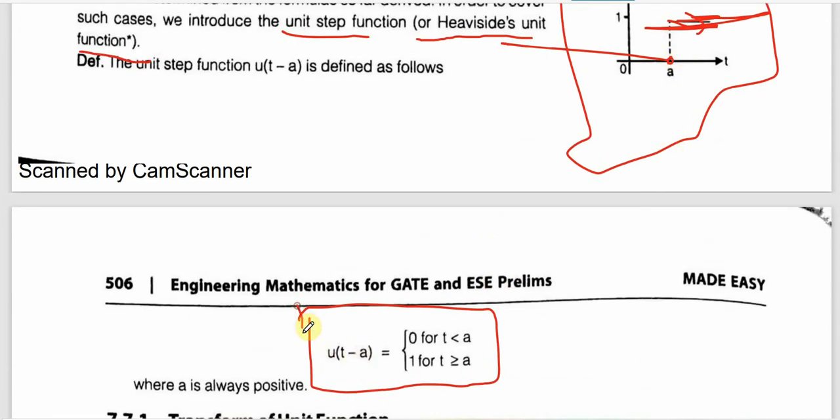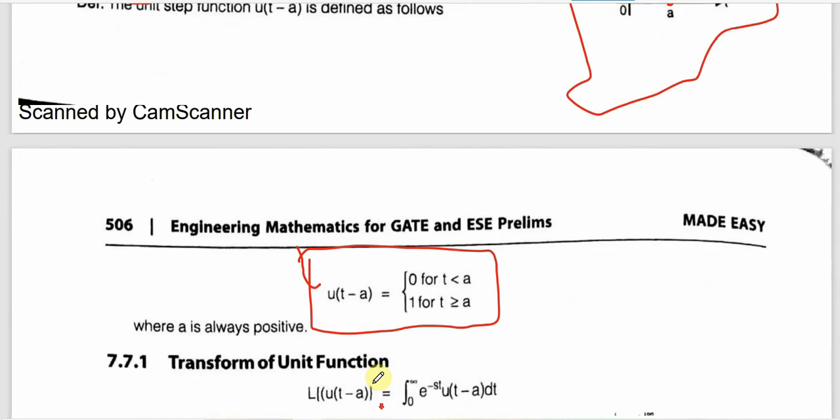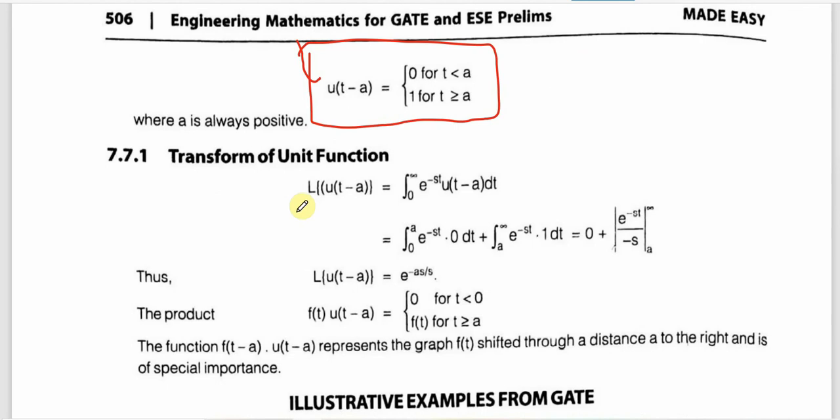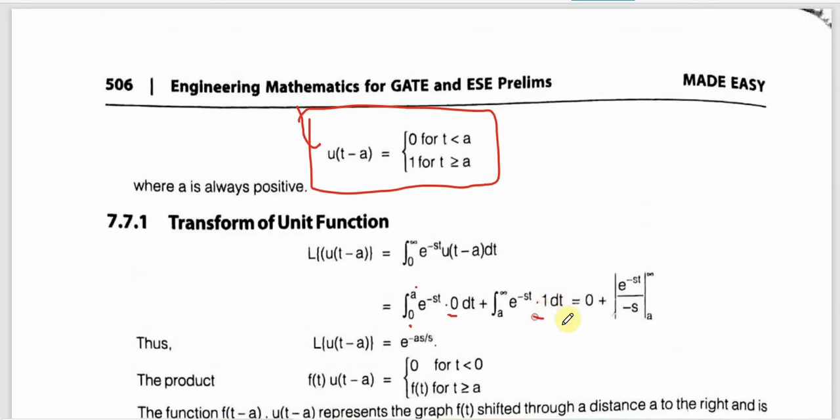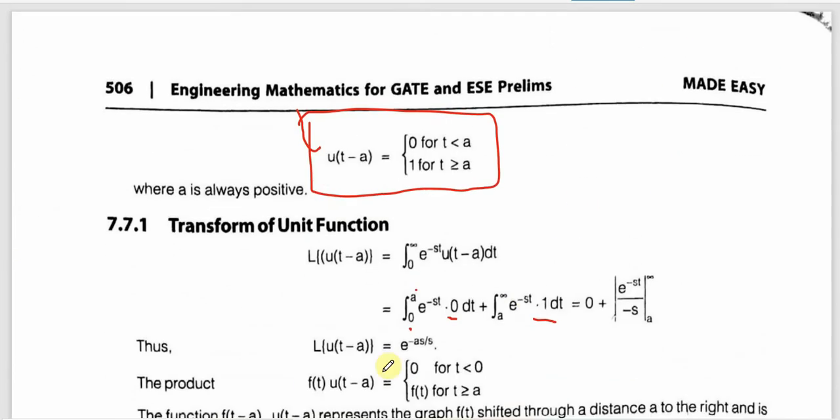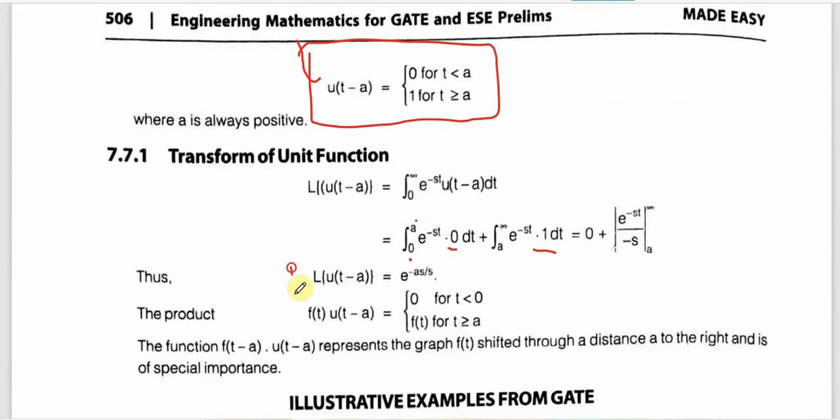It simply tells us that if t is greater than or equal to a, then it will be 1, otherwise it will be 0. So what will be its Laplace transformation? From 0 to a its value is 0, and from a to infinity its value is 1. You can see it from the graph, and when you integrate, you get e to the power minus as upon s. You have to remember this.